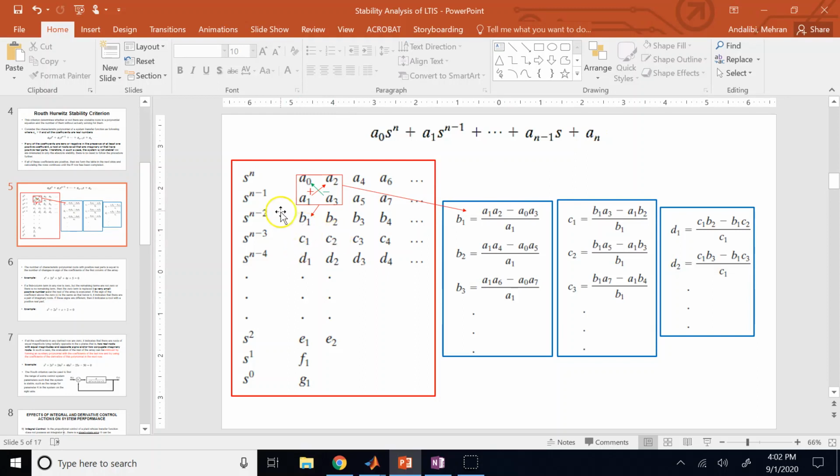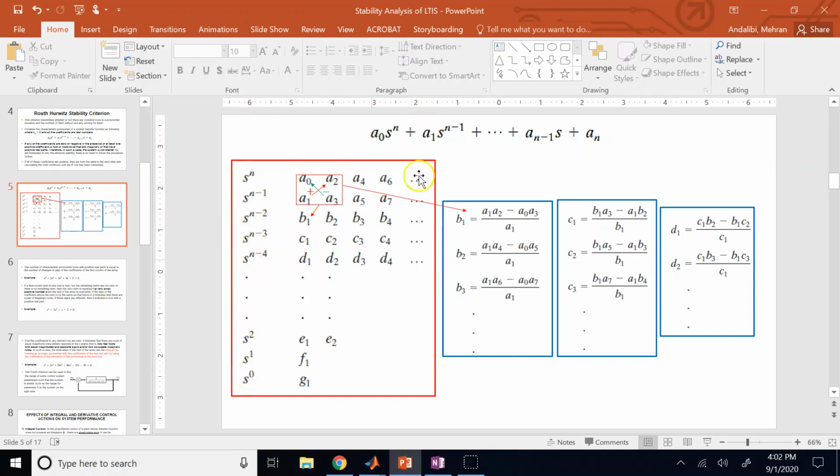Then you exactly repeat this process for C1. So for C1, you do it between A1, B1, A3, B2, then A1, B1, A5, B3, A1, B1, A7, B4, and so on, and you form the C rows, then you form the D rows, and repeat until you get to S to the 0, or a constant. So here, the first row corresponds to S to the n, the highest power. The next row corresponds to S to the n minus 1, the next one S to the n minus 2, and you keep going down until you get to what?